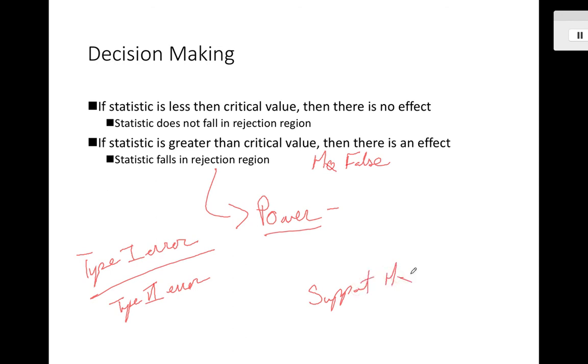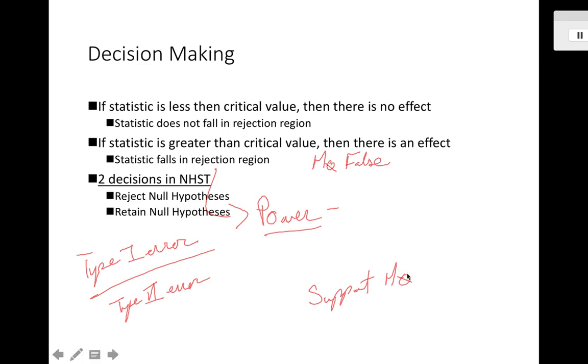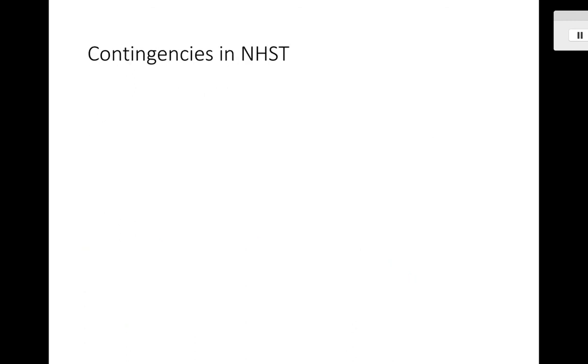Okay? Now, this means for us that we have to consider some very important contingencies. So when we think about decision making associated with null hypothesis significance testing, there's really two possibilities. Either you reject the null hypothesis and you accept the alternative, or you retain the null hypothesis. Those are your options. Those are the two decisions that you can make. So that's step 4 for us in null hypothesis significance testing. Either you reject or you retain the null hypothesis. That is it. There's nothing else that you can do. You either reject it or you retain the null hypothesis.